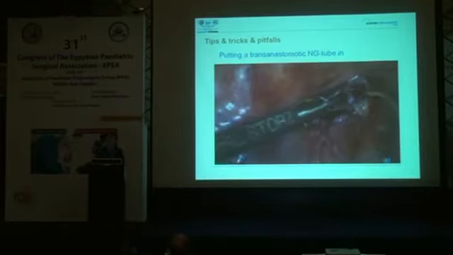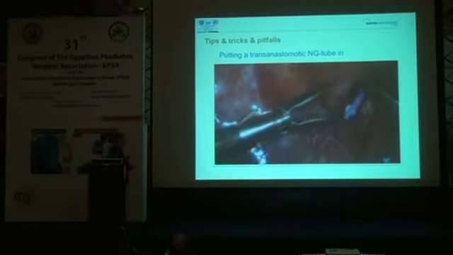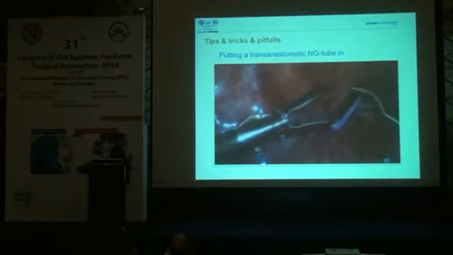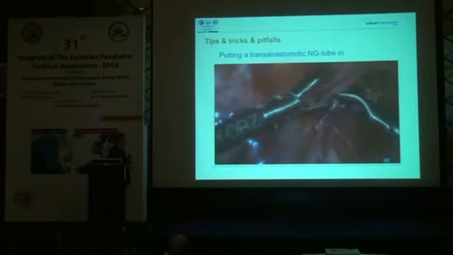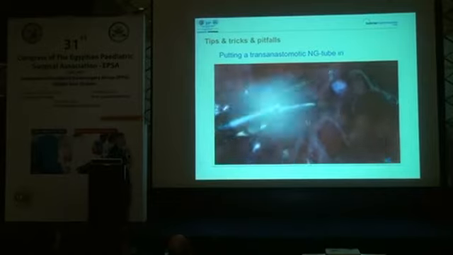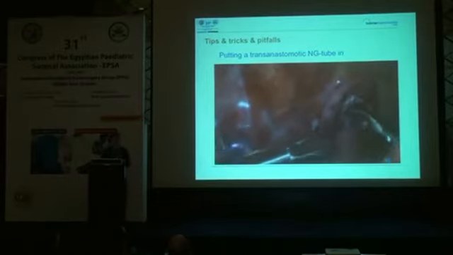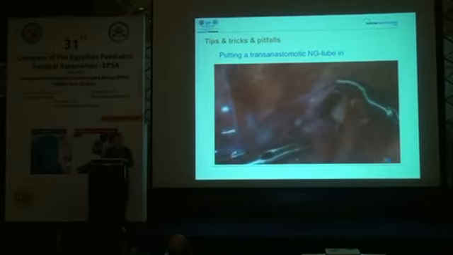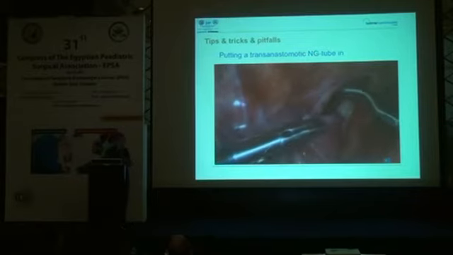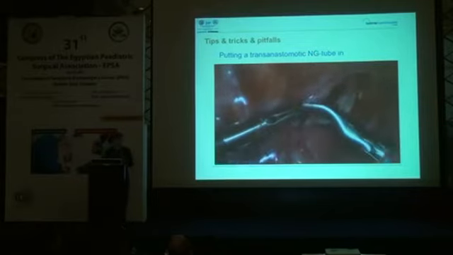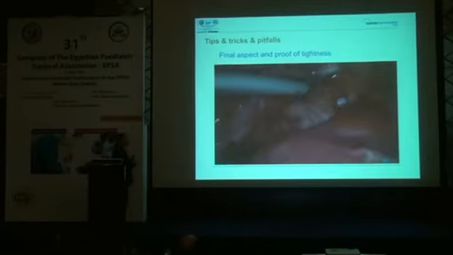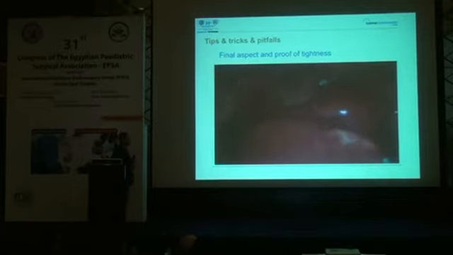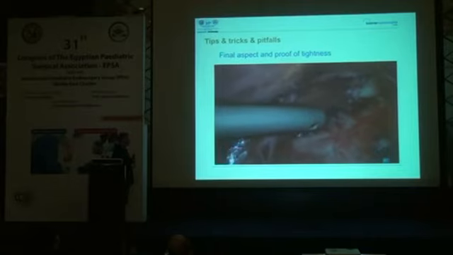So then the transanastomotic tube is put in. Please note that the first suture is already set. So then you put the NG tube through it, and with the help of the NG tube, which is expanding the anastomotic parts, you can easily finish the anastomosis. And then at the end, you prove that you have a watertight and not so suspended anastomosis in order to provide good healing.